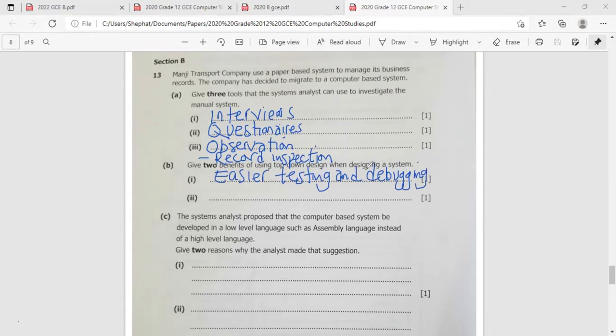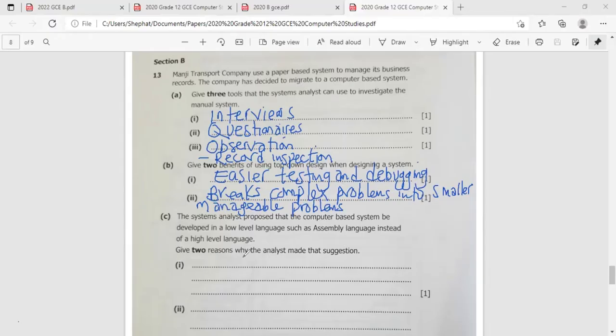The other benefit is that it breaks the complex systems into smaller manageable modules. Okay, breaks complex problems into smaller manageable problems.